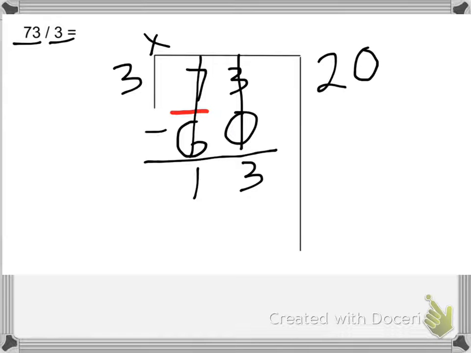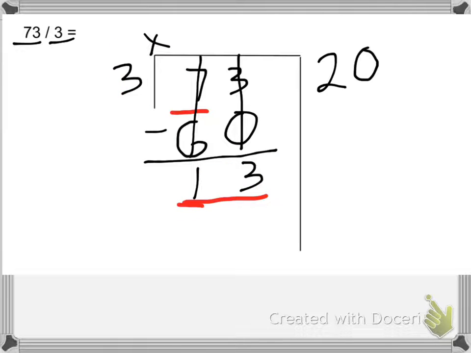From here, I'm going to start the process over again. I'm going to underline my first digit, which is my 1. And I'm going to ask myself, can 3 go into 1? No, it can't, because 3 is bigger than 1. So I'm going to extend my underline to 13. Now I'm going to ask myself, how many times can 3 go into 13?